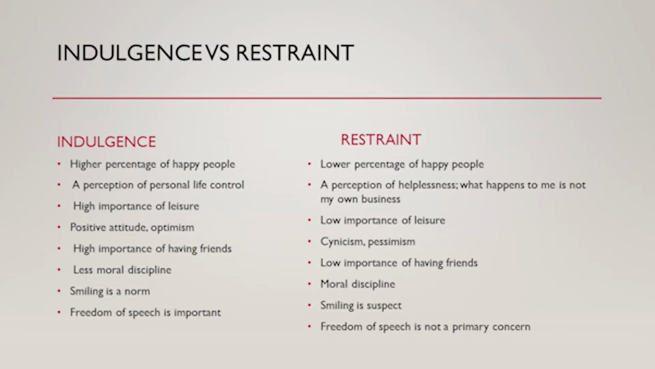Now, what are some specific traits that we can find in indulgent and in restrained societies? On the indulgent side, we will see a higher percentage of happy people, a perception of personal life control, and a higher importance of leisure. These are specifically the questions that they were asking. But also we'll find less moral discipline on the indulgent side. Smiling there would be a norm as opposed to restrained societies where smiling is suspect. And also freedom of speech will be more important in indulgent societies than it is in restrained, where freedom of speech is not as much of a concern.